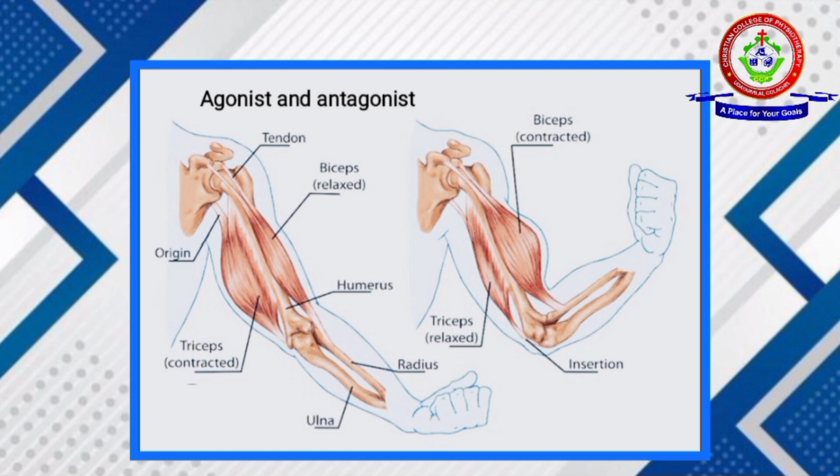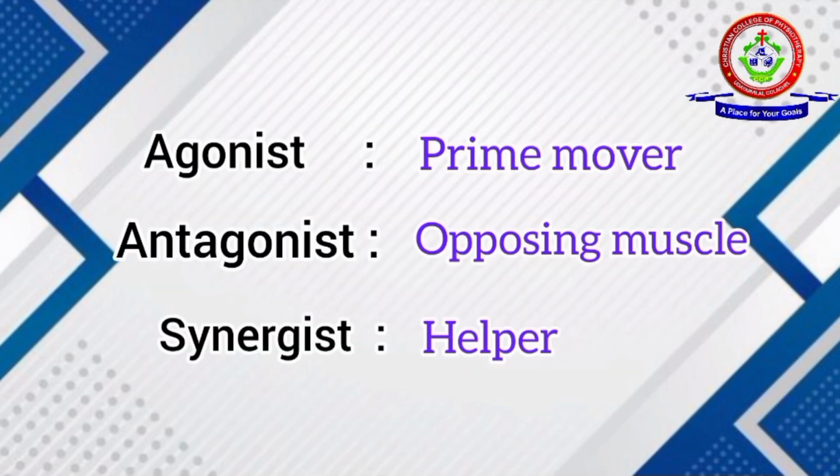First, we are going to learn a few definitions. Here we need to know what an agonist, antagonist and synergist are. Agonist is a prime mover, antagonist is an opposing muscle, synergist is a helper. Let's learn the three terms briefly.